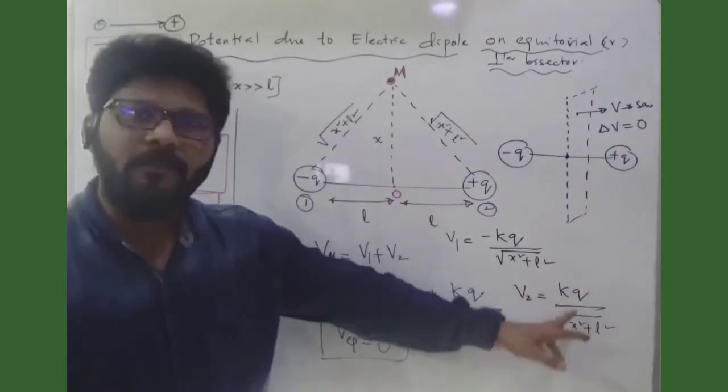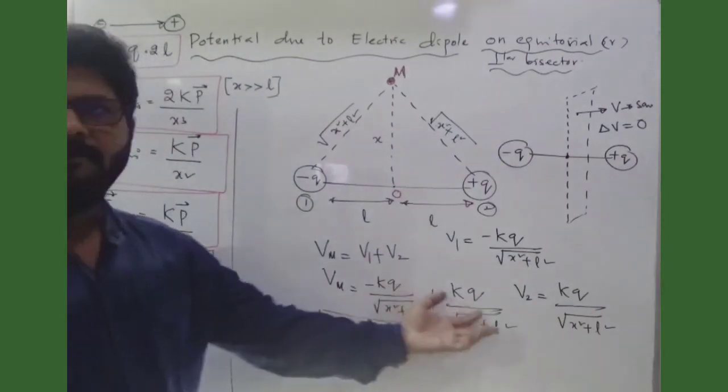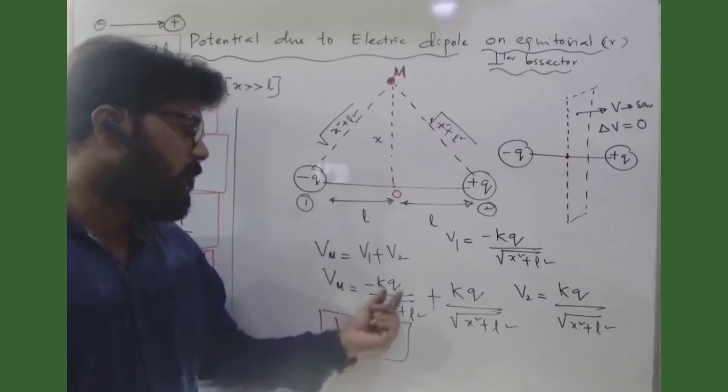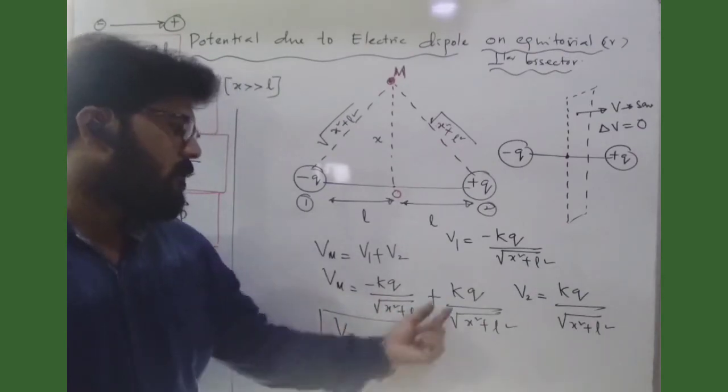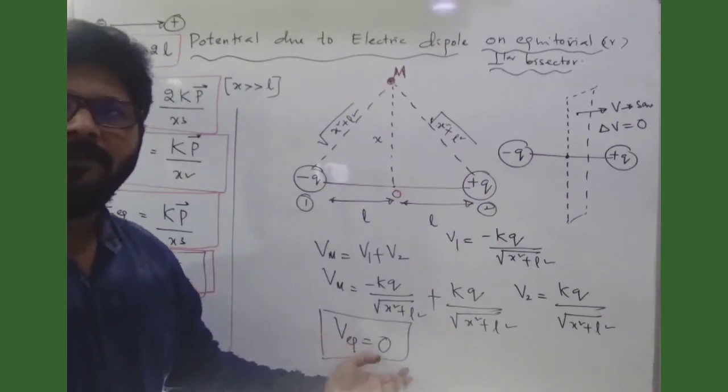Kq divided by under root of x square plus L square. That means both are at the same distance. If I simply add, because potential is a scalar quantity, then minus kq by under root of x square plus L square plus kq divided by under root of x square plus L square. So V on the equatorial is 0.